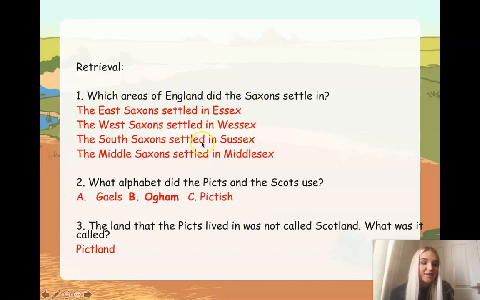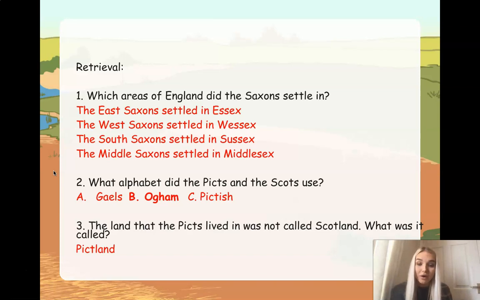So you can see that the way that you can remember it is by looking at the first letters, because East begins with an E and Essex begins with an E as well. West begins with a W, Wessex begins with a W too, and you can make that connection, all right?